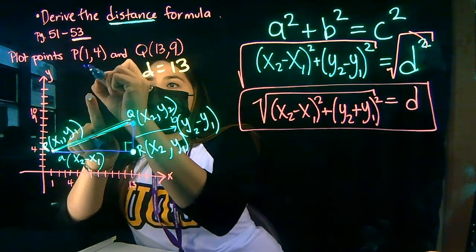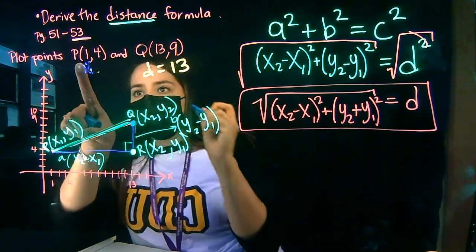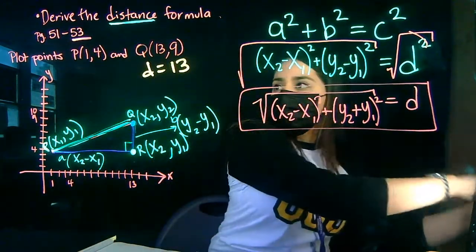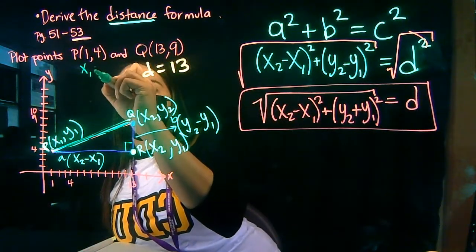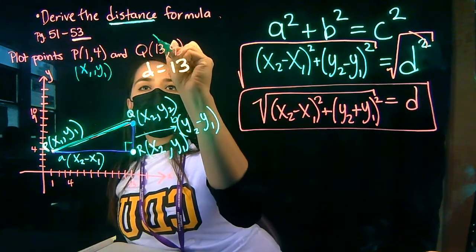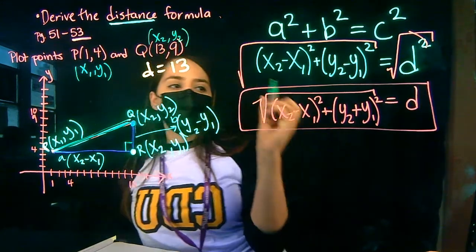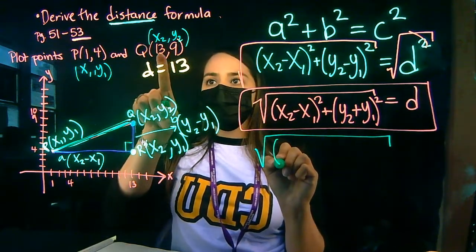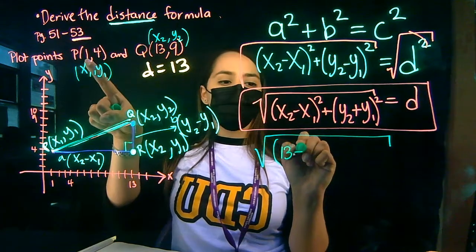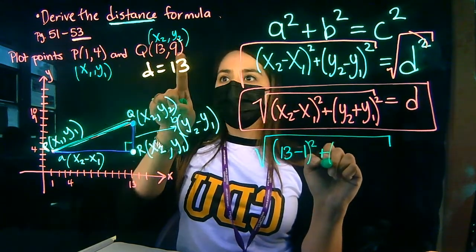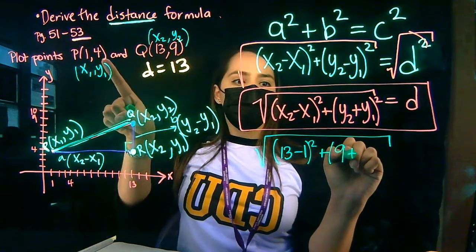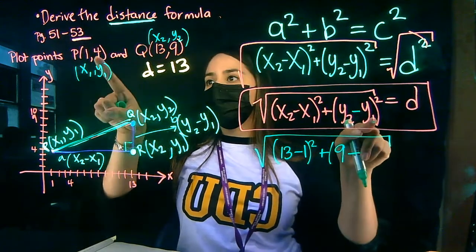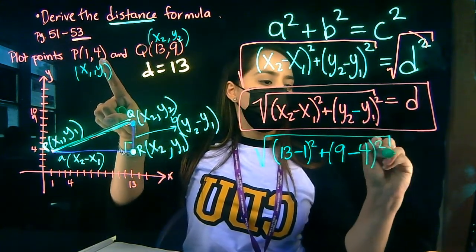This is going to be x1. I shouldn't use my fingers. We're going to say that this is x1, y1, x sub 2, and y sub 2. Now let's plug it in. Put the square root symbol. X sub 2 is 13. 13 minus 1 squared plus 9, oh, it's supposed to be minus, 9 minus 4 squared equals the distance.